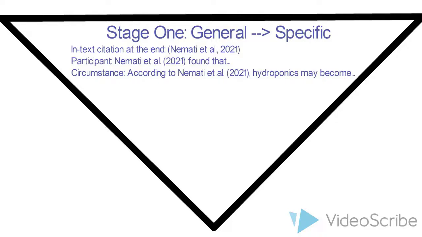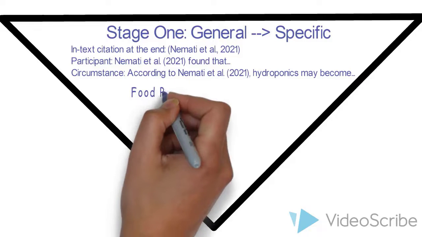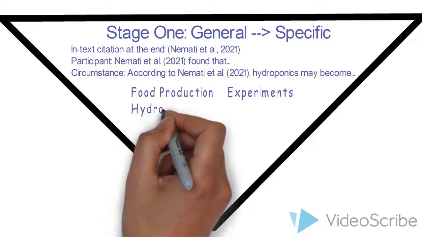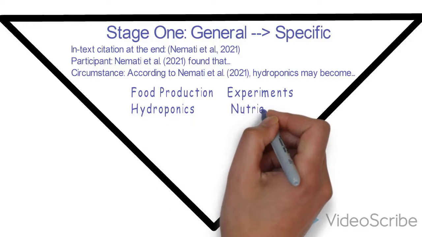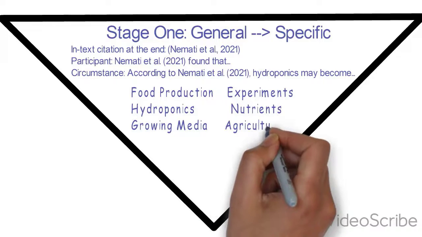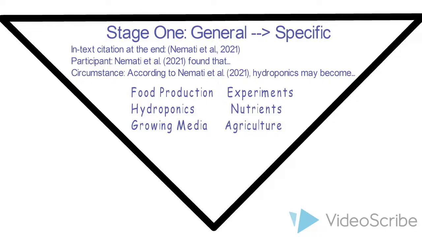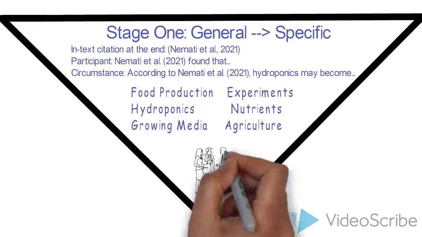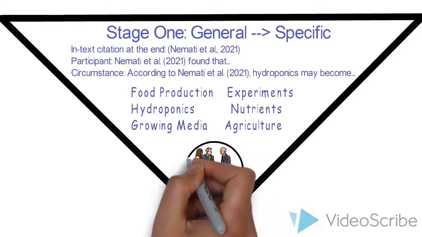We want to make sure we're using abstract science words at the beginning of our sentences. So I would expect to see words like food production, experiments, hydroponics, nutrients, growing media, agriculture, horticulture. But we don't want to start our sentences with people. So we're not writing about people, we're writing about hydroponics.